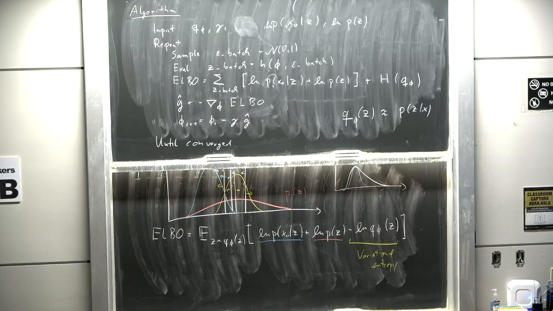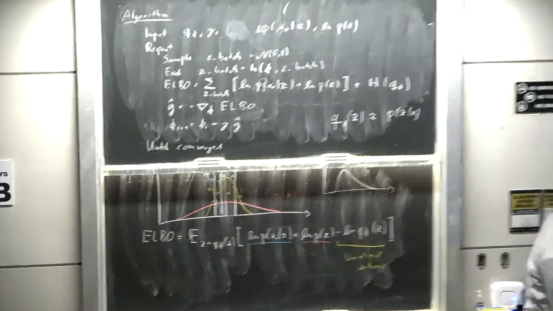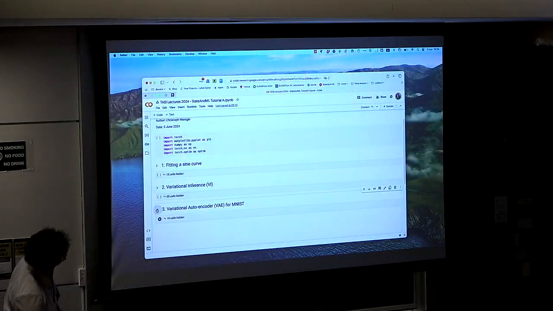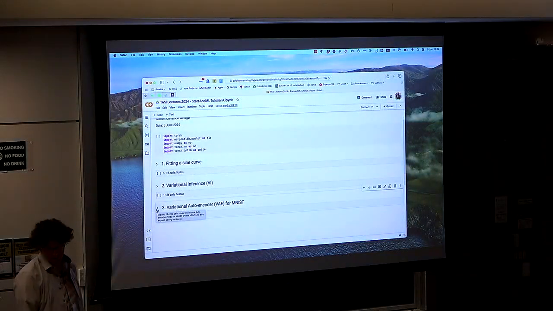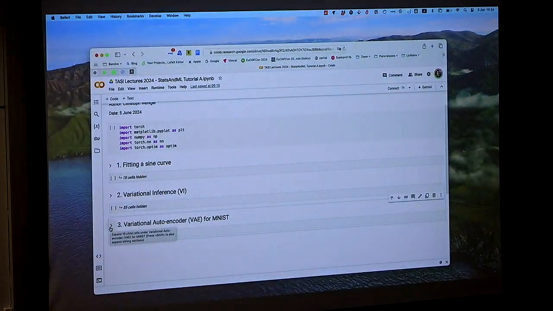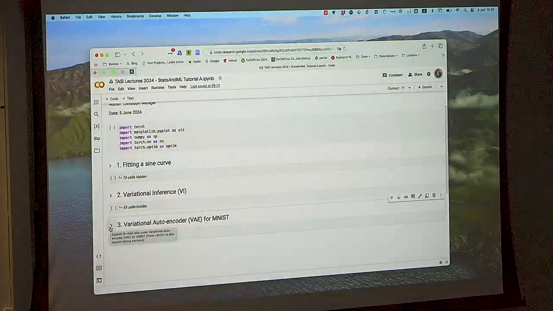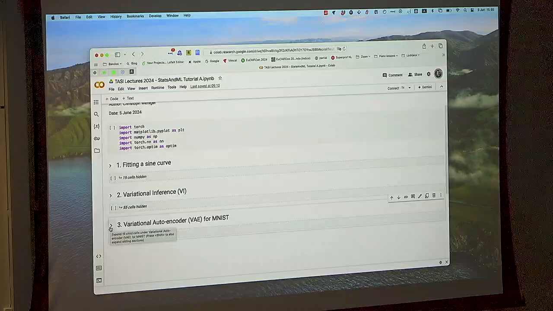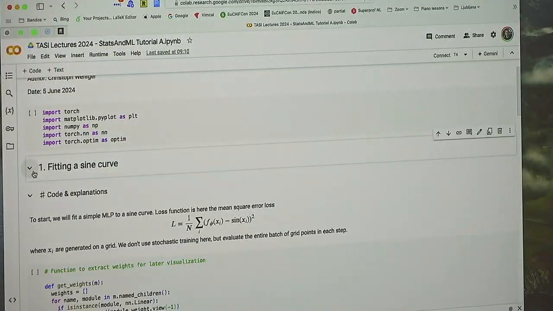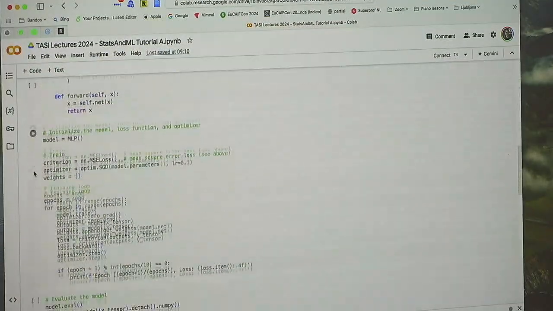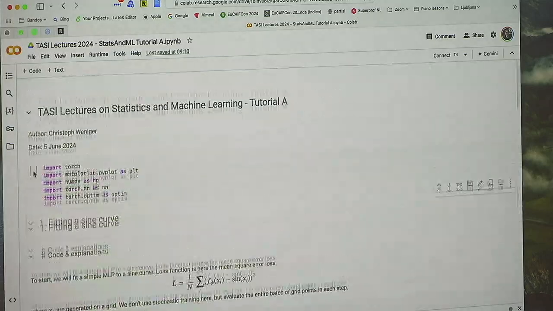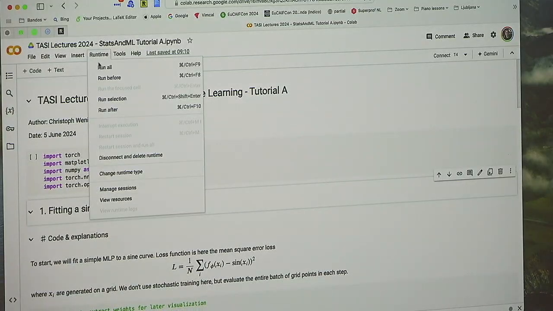Good. Let me go through these examples. So there are three components. One is fitting a sine curve, then variational inference, and then variational autoencoders. And I have no idea how far you get. So you can just run the notebook once, and then everything is evaluated. Depending on how much you know about this already and your experience level with Python, it will be quite fast or probably will take a lot of time, I don't know. But the first step is fitting a sine curve. I think I erased the results, great. So let me just run it, run all.